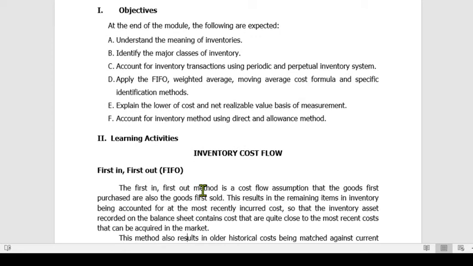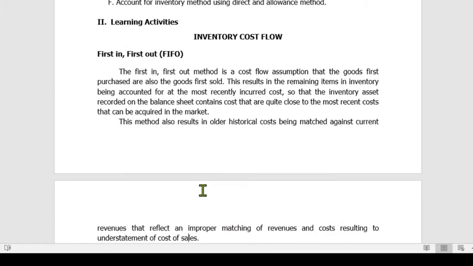Under the concept of the inventory cost flow, i-discuss natin yung several methods of accounting for inventory, because there are several systems that work in actual practice, for us to be able to understand kung paano ginagawa yung computation on inventories na pinapresent natin on our financial statements.